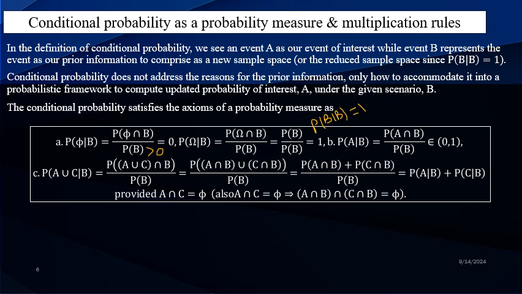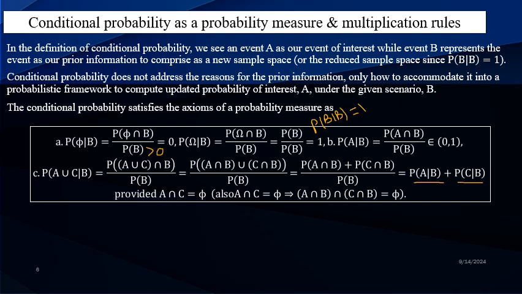Now what about the third property? We call it the additive property. The first one is the normalizing property. The second one is the property of a proper event, it must be between 0 and 1. And the third one is the additive property. If you are taking two events, A and C, that are mutually disjoint, then the probability of A union C given B is just the sum of probability of A given B and probability of C given B. So again, it is following the additive property of a probability measure. So conditional probability satisfies all three axioms of a probability measure, and hence we can say that conditional probability is a probability measure.